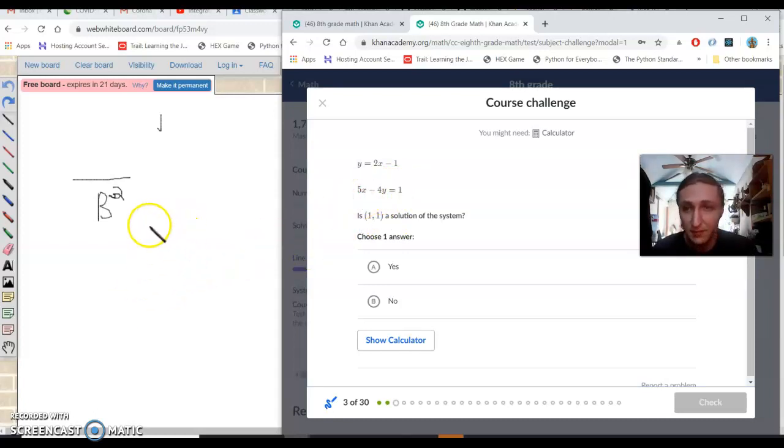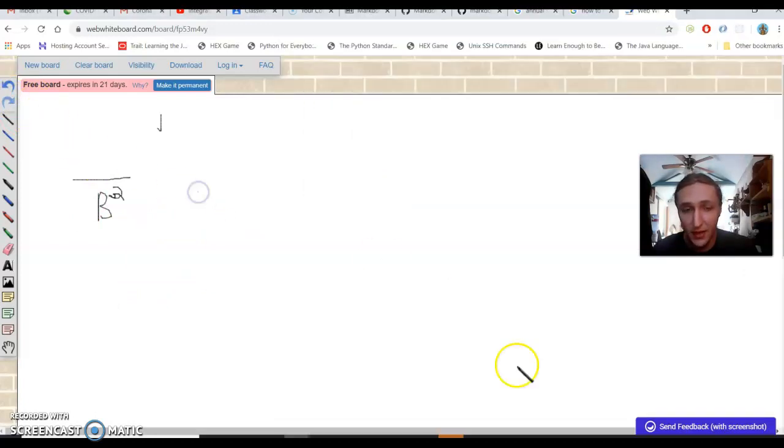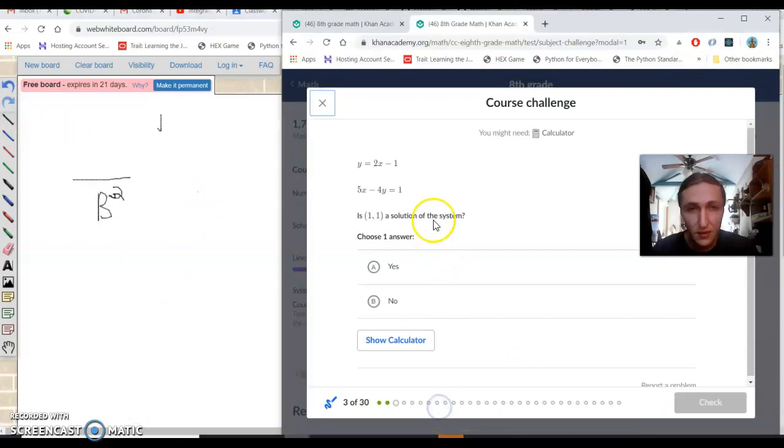I'm going to probably do a quick sketch just by way of explanation, but we can answer this one without that. So, it says you might need a calculator. If you need one, that's fine. Is 1, 1 a solution of the system? When we're talking about a solution of a system, it means that we have 2 equations here, and a solution to a system is a point where both of those equations are true at the same time. A point, like the point 1, 1, does that make both these equations true at the same time?